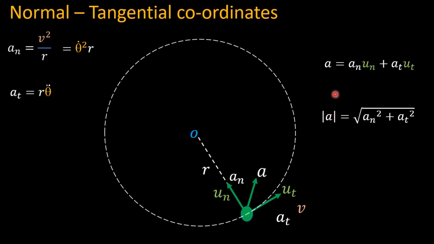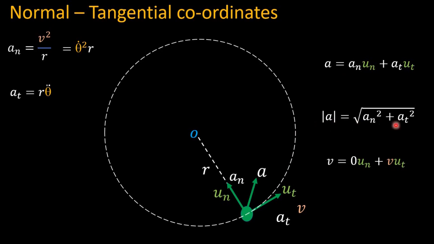And if we take the magnitude of a, we just apply Pythagoras to a sub n and a sub t. And if we write v in vector notation, we'll get 0 multiplied by the unit vector u sub n, because there's no velocity in the normal direction, plus v times u sub t. So velocity times the unit vector u sub t is tangent to the path. Okay, so that is velocity written in normal tangential coordinates, and this is acceleration written in normal tangential coordinates.